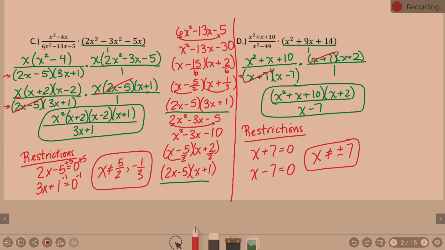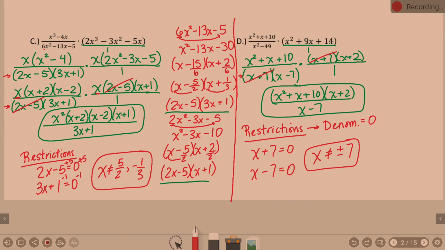Okay, that's your choice. I think Savas would be okay with that, but no. So just remember, restrictions is setting your denominators equal to 0. Okay? Okay. Does that review multiplication for you?